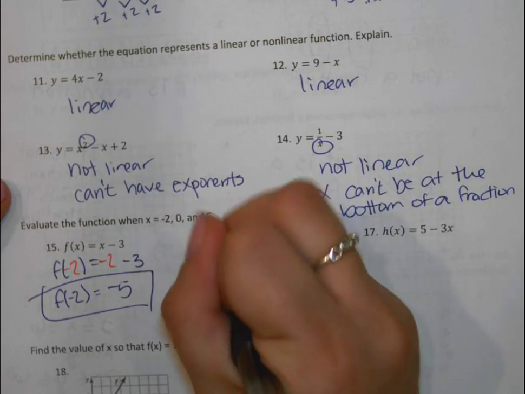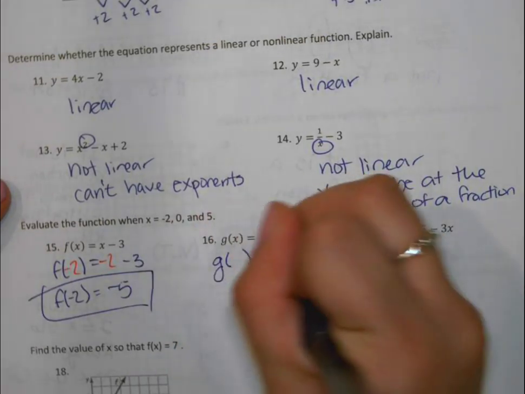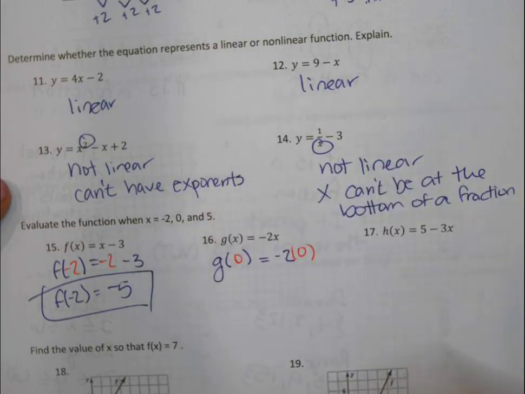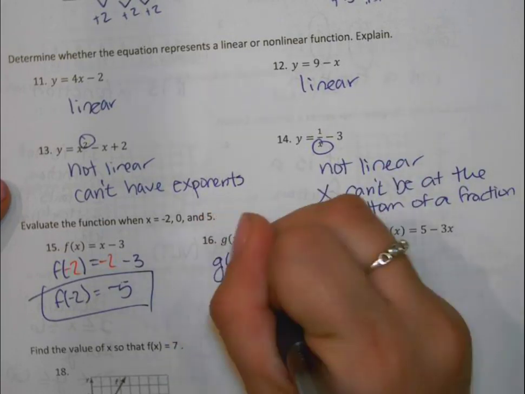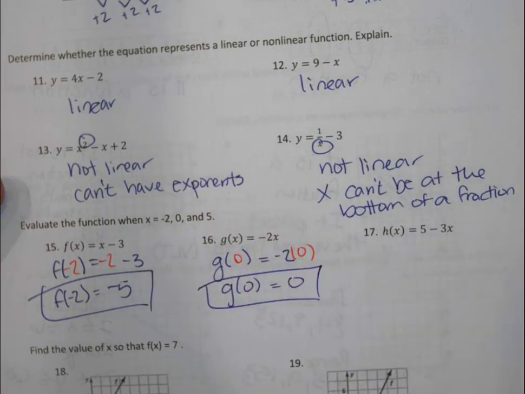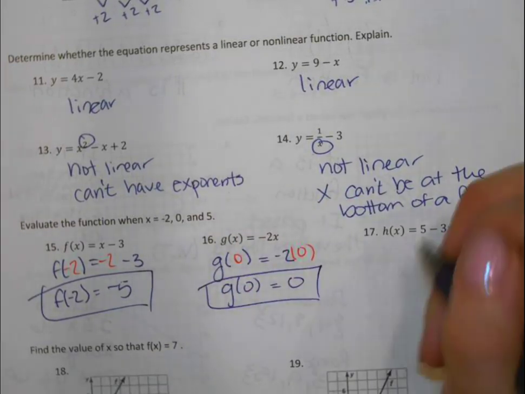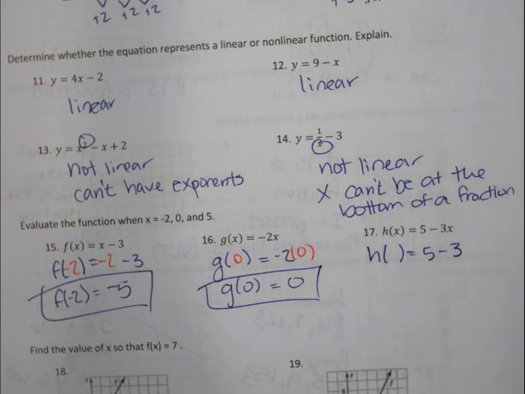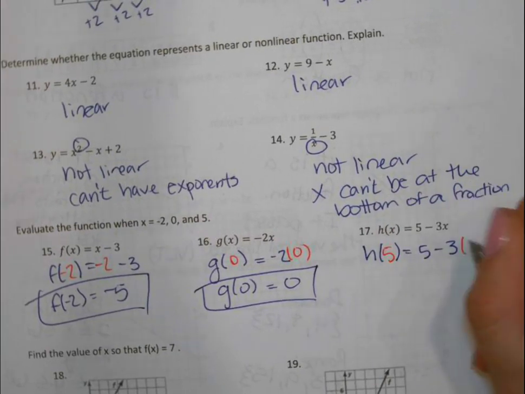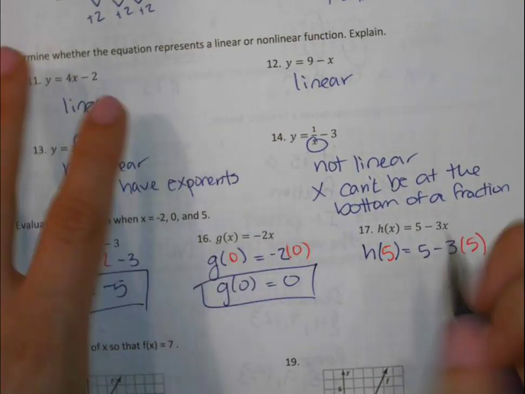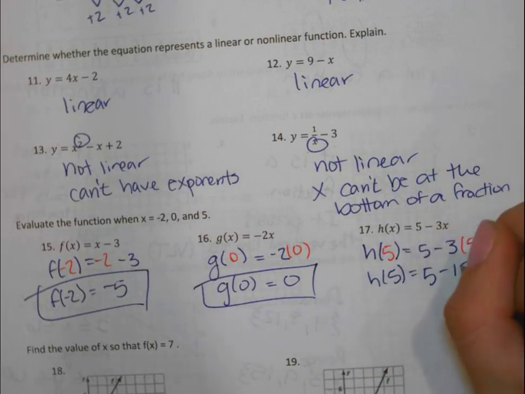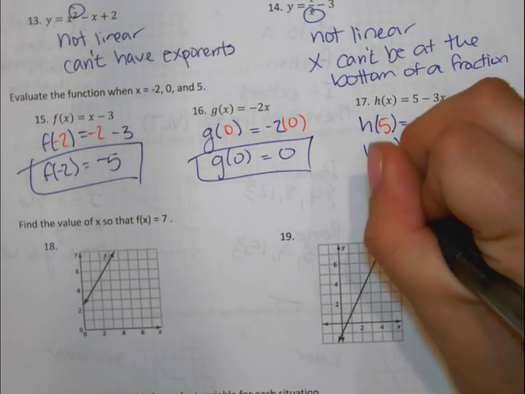I'm going to do the same thing on number 16. I'm going to do g of 0 equals -2 times 0. So g of 0 gives me 0. On 17, do the same thing. This time it's going to be h of 5 equals 5 minus 3 times 5. Three times 5 is 15. And 5 minus 15 is going to give me negative 10.